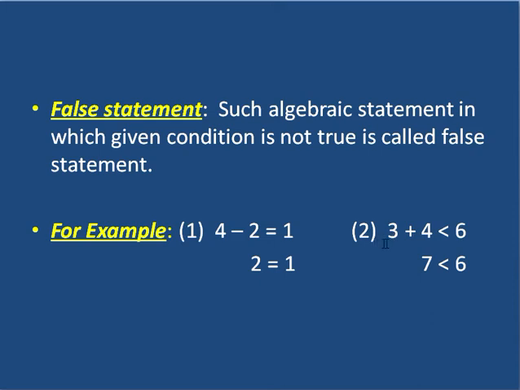Example number 2, 3 plus 4 is less than 6. Now we can add it. 3 plus 4 equal to 7. Student, is 7 less than 6? No. 7 is greater than 6, so it is a false statement.